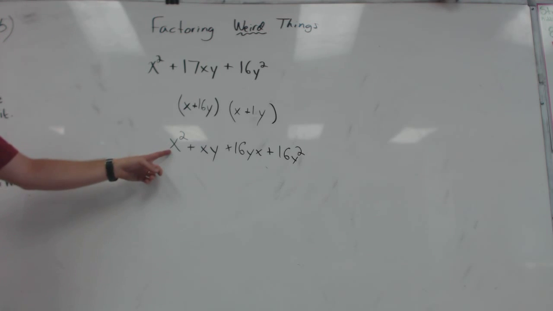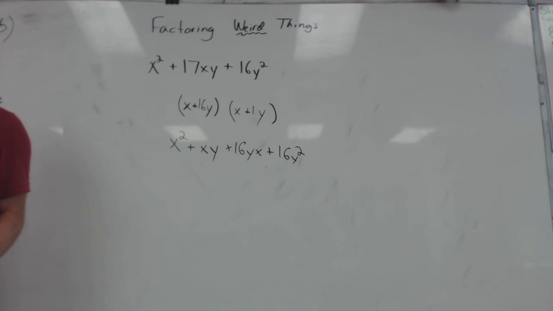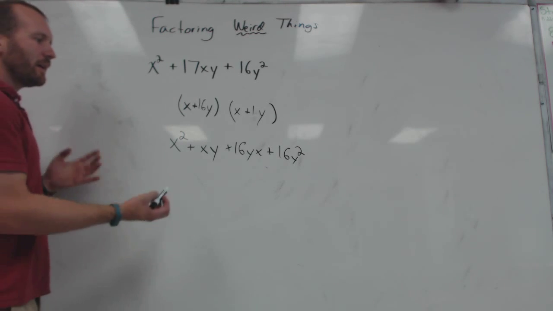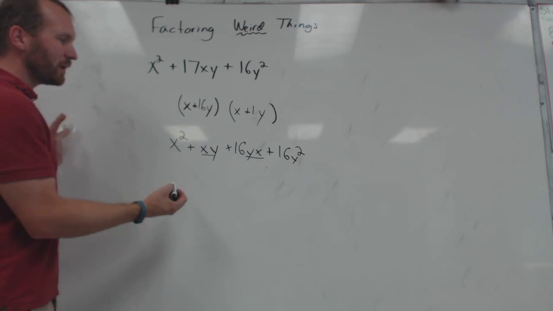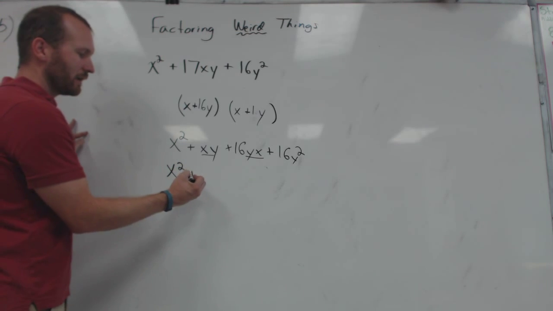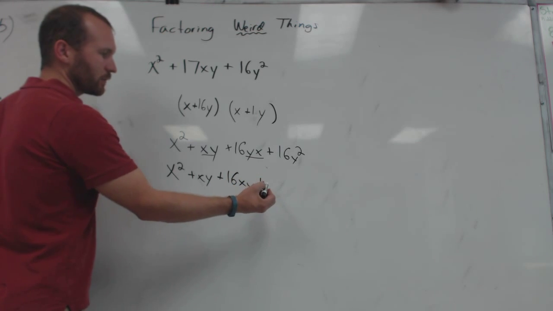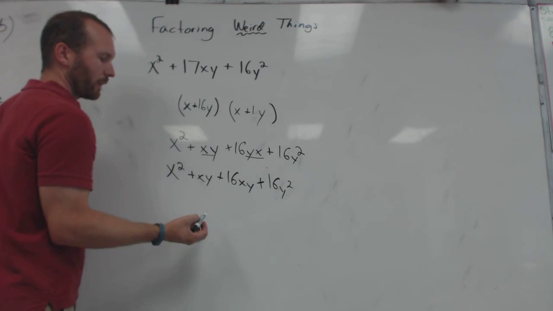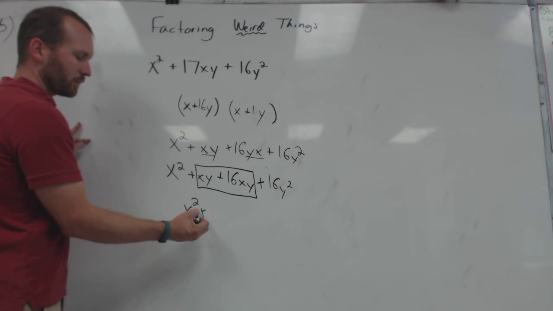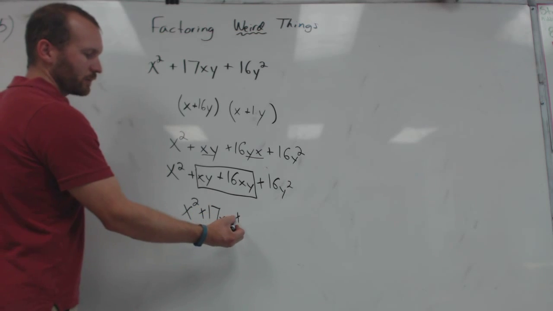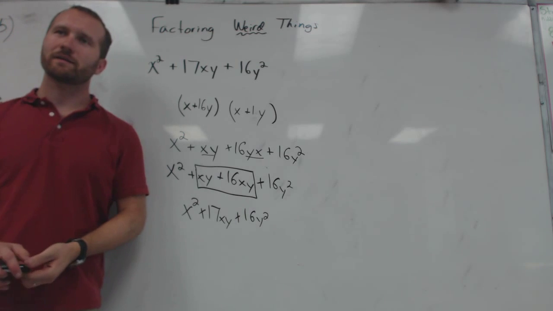I don't have any like terms. I have x squared, xy, yx, and y squared. What like terms are you talking about? Yeah, xy and yx are the same. Yeah, this is the same as this, right? Commutative property of multiplication. I can just write x squared plus xy plus 16xy plus 16y squared. Now I see the like terms. x squared plus 17xy plus 16y squared. Phew. For a second I thought I had made a mistake.